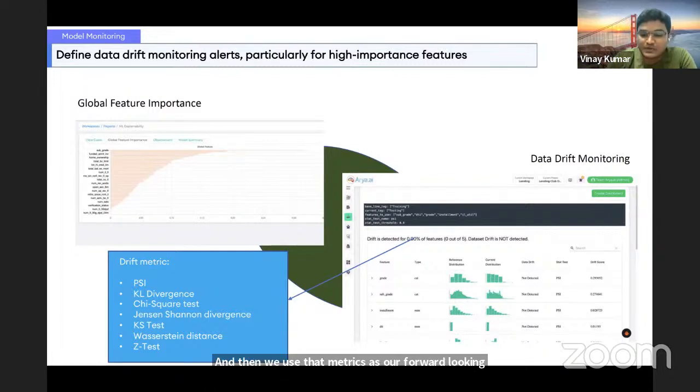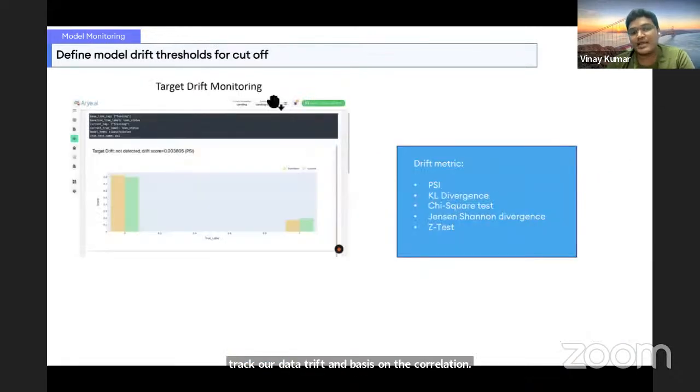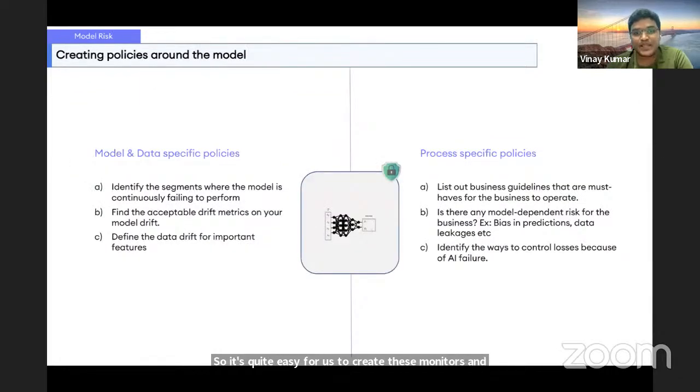So we will probably start with one, but we have all the remaining metrics that we use to track our data drift. On the basis of the correlation, we shortlist and pick the finalized one. Similarly for target drift as well, we use multiple metrics. All these are available ad hoc in Arya.ai, so it's quite easy for us to create these monitors, track them, and correlate them with model degradation.